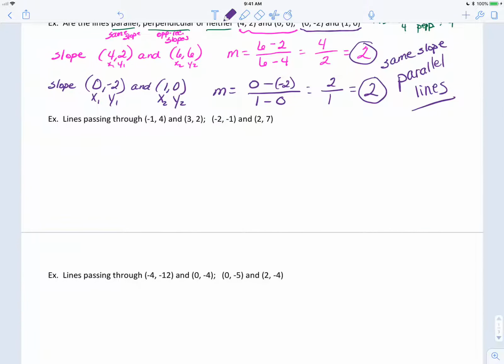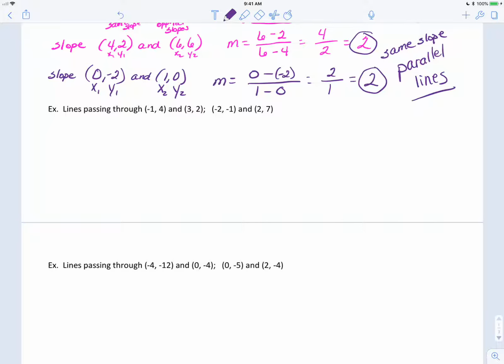Okay, we're just going to do the same thing again. First one, -1, 4, and 3, 2. All right, so the slope here is 2 minus 4 over 3 minus that -1. 2 minus 4 is -2. 3 minus a -1 is 4. Reduce that to -1/2.